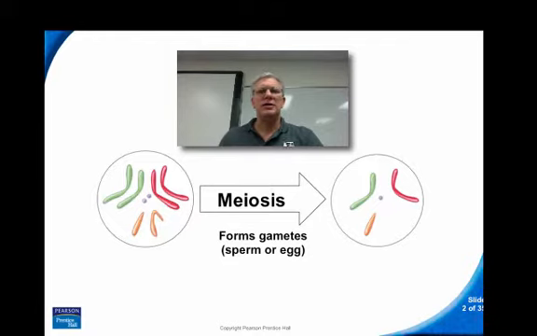So meiosis is the process of basically forming gametes. Gametes are sex cells, and meiosis results in the chromosome number being reduced in half.